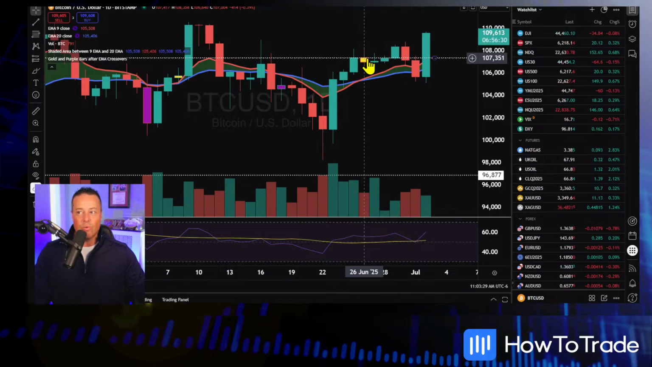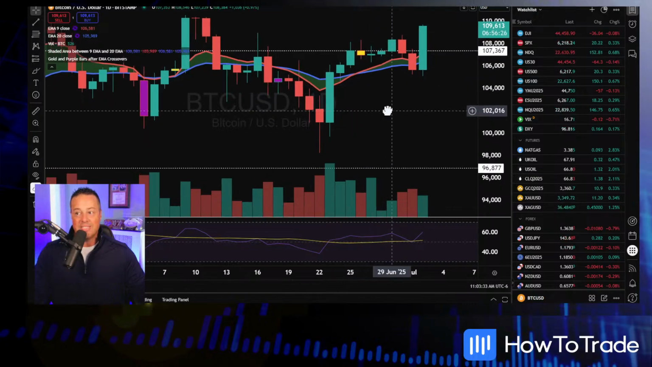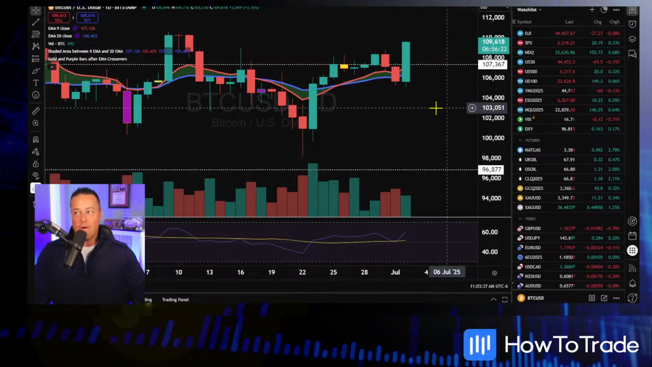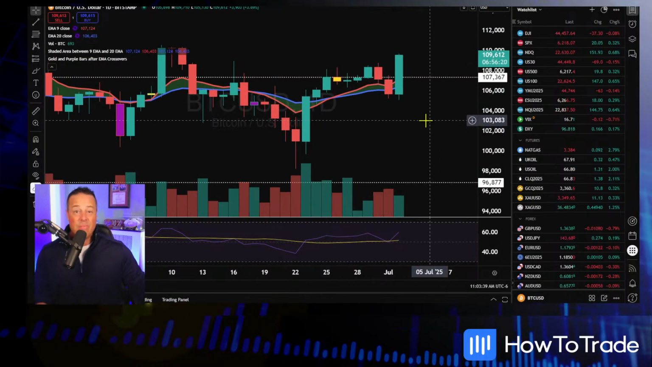According to the rules of the 920, you'd be looking to bid somewhere right around 107,379. Your stop loss is going to be down here around 96, and you're already up just about $2,300 on the trade. Pretty good trade. Not a bad trade at all.